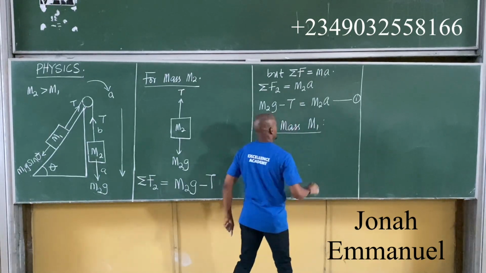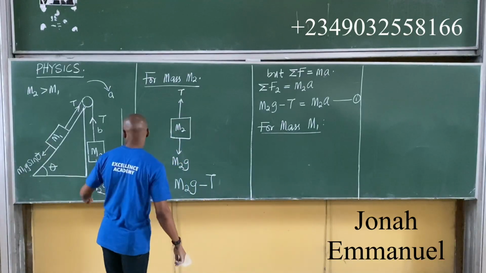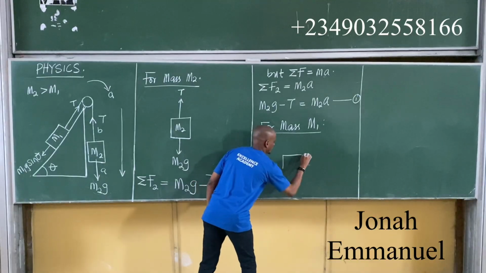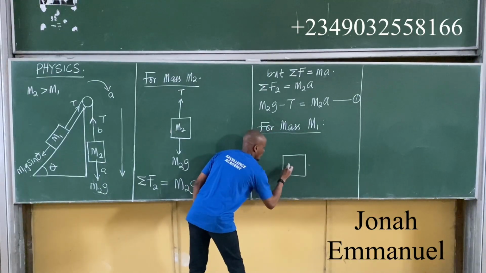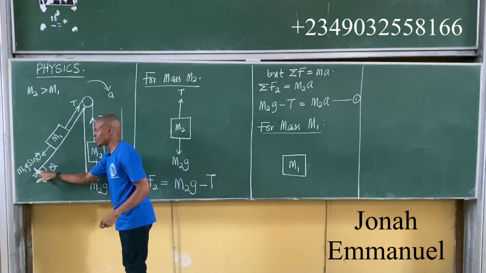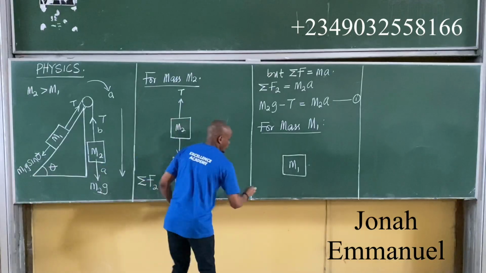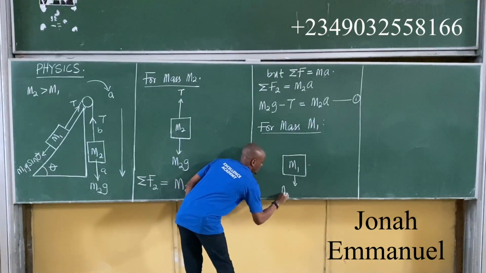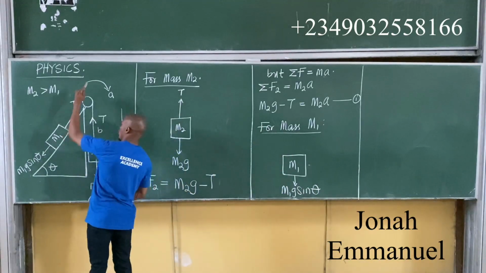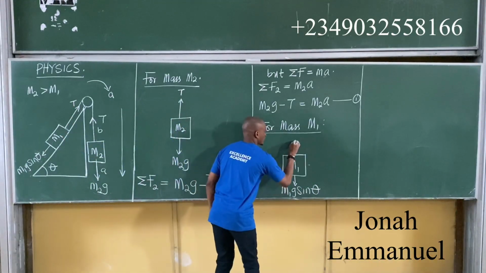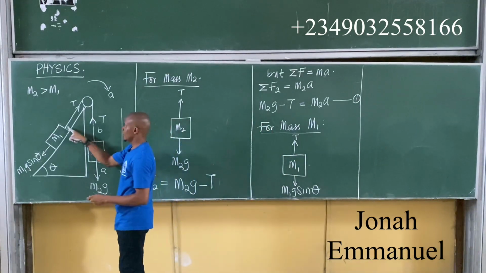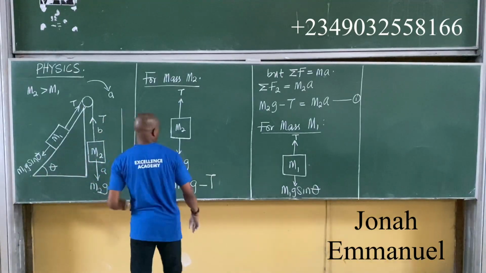Let's look at mass M1. So here's my M1. We are calling this M1. For M1, we have two forces. This one going down, M1g sin theta. You have this one going upward there, it becomes what? T. So I have T upwards, and M1g sin theta downward.